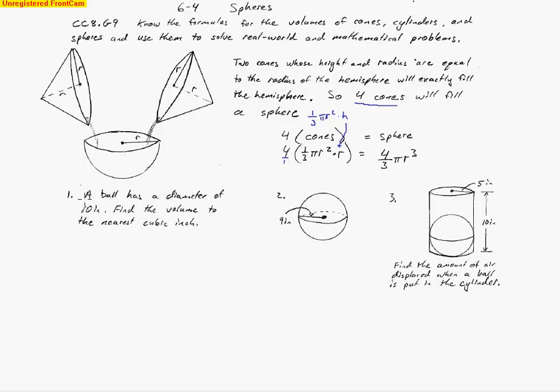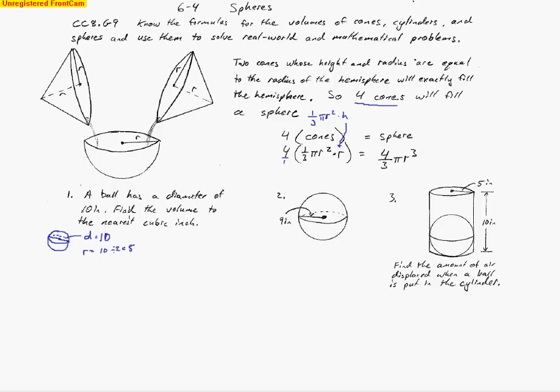A ball has a diameter of 10 inches. If I draw a sphere, the diameter is the distance going all the way across the sphere, a line going through the center of the circle from one curve of the sphere to the other. Whenever we've got one of these volume formulas, whether it be a cone, a cylinder, or sphere, we always want the radius. The radius is equal to half of the diameter, and that's where I'm getting 5 from.